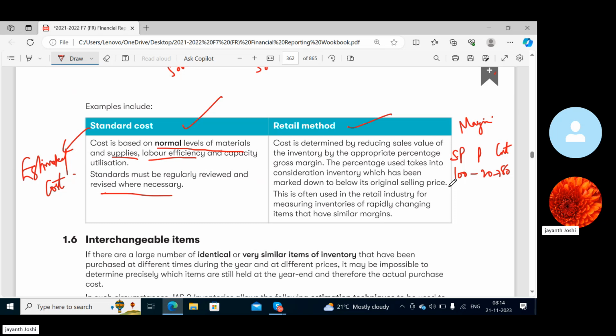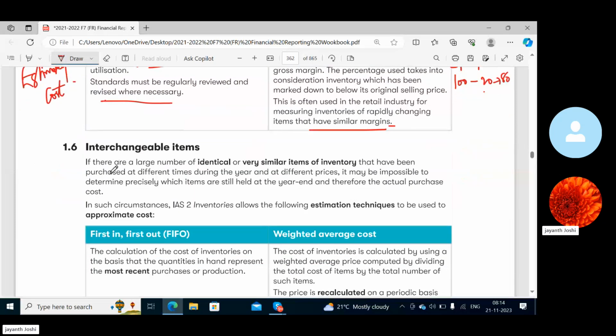In markup, what do we do? 100 plus 20, 120. There we take cost price plus profit to get selling price. But in the retail method, what are we doing? We are reducing the sales value by some profit percentage, right? And the percentage used takes into consideration inventory which has been marked down below its original selling price. This is often used in the retail industry for measuring inventories of rapidly changing items that have similar margins. So this is the method you have to use.